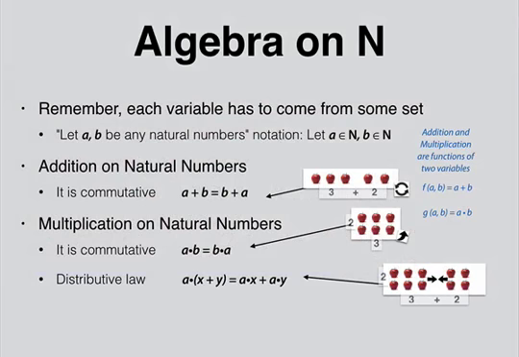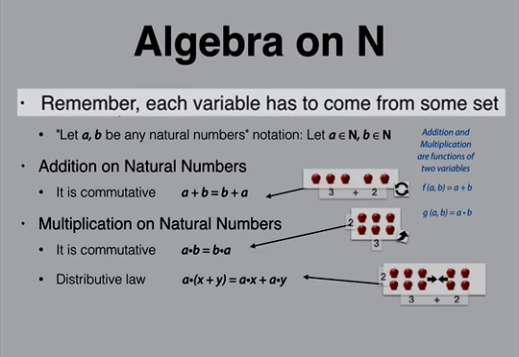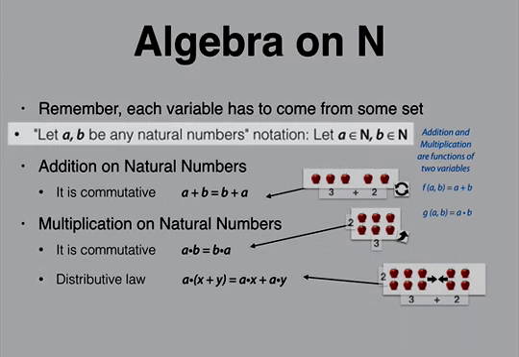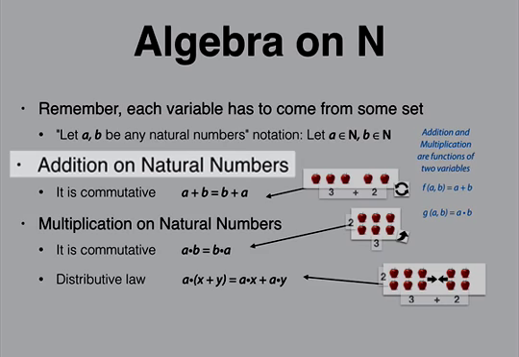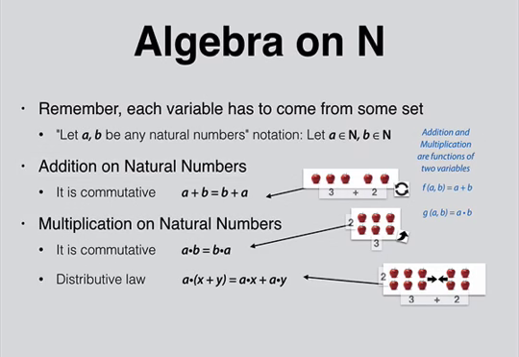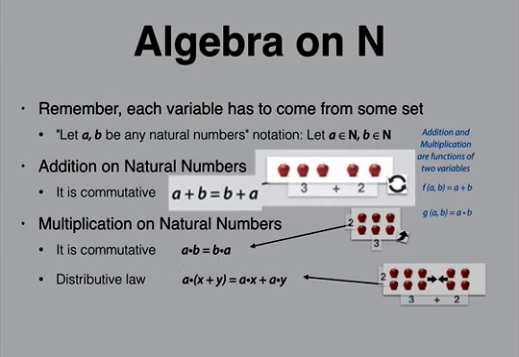Okay, so first of all, you've got natural numbers. Remember, each variable has to come from a set. So let A and B be natural numbers, right? You can define an operation on these two numbers called addition. You can add two numbers together. And people obviously figured out some properties of addition long ago. One property is that it's commutative. That means if I start out with 3 apples and I add 2, I'll get 5, right? And I'd get the same thing if I first started out with 2 apples and I added 3.